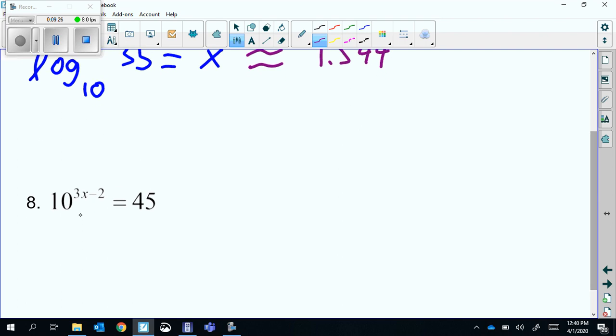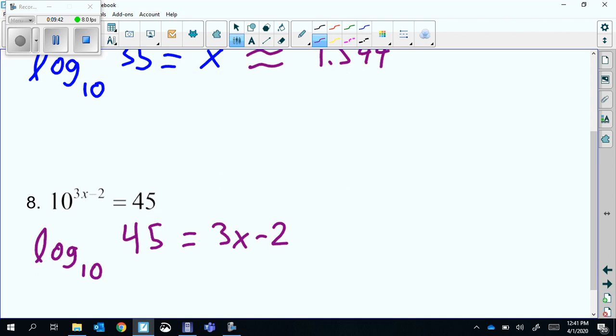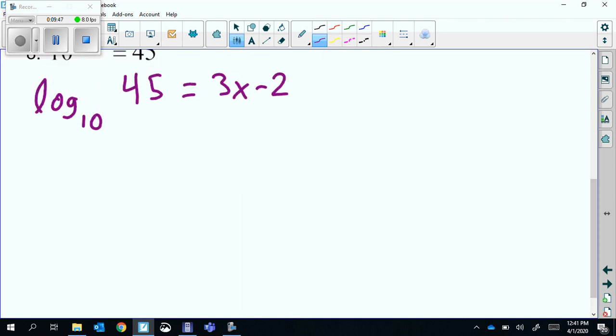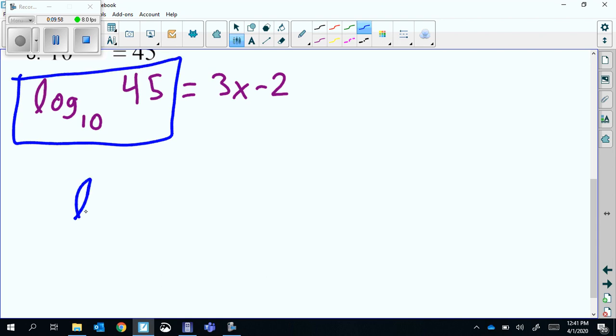We can do the same idea here. Again, the base is the base, so we're going to log base 10. The answer is the exponent, so the exponent becomes the answer, which means the 45 goes there with the log. So we can type this in, we can get a decimal for it, we could solve it from there, or you could just work it out, just keep this all together as its own expression. And then do the rest of the algebra.